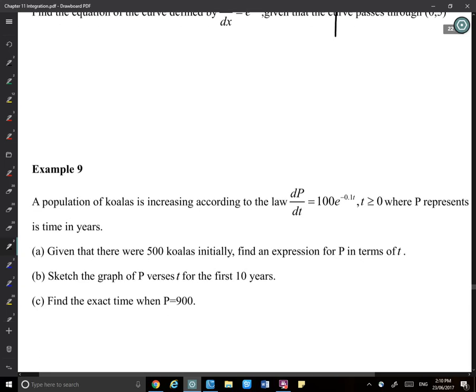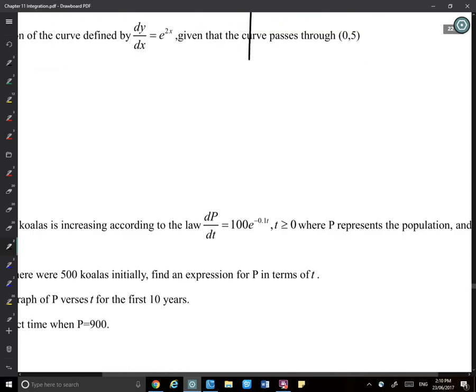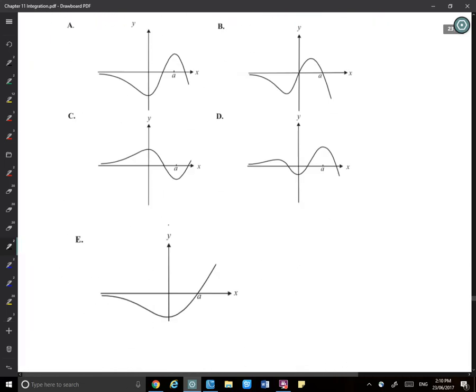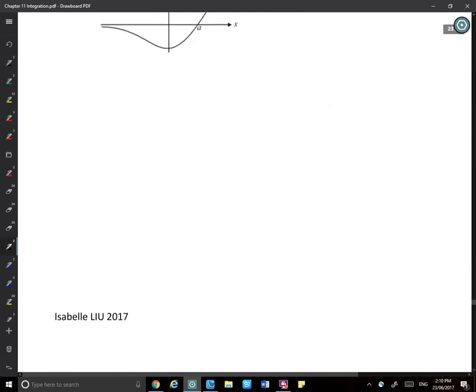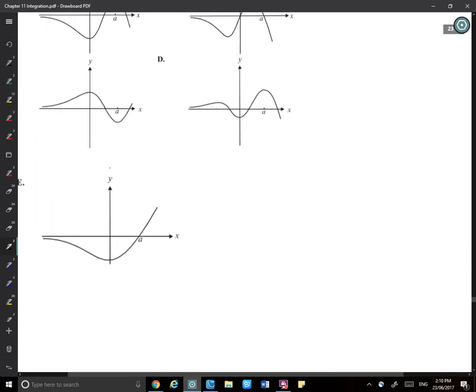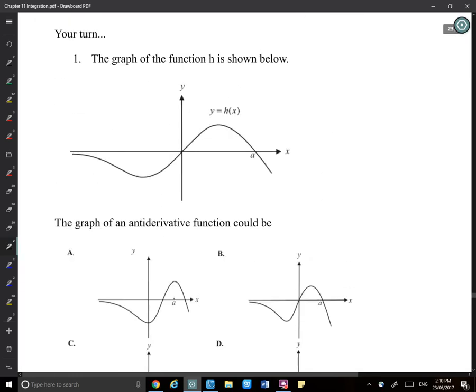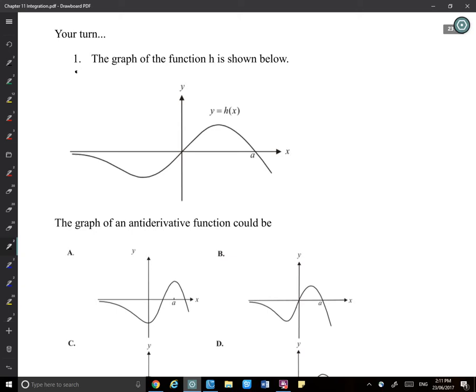Okay, so I want you to do example 8, example 9, and the next page, the U-turn page. So you will do until page 23. Page 22, page 23, just complete that by yourself. Definitely try the U-turn question. I want you to find the antiderivative of that. Please try that one. It's very important.